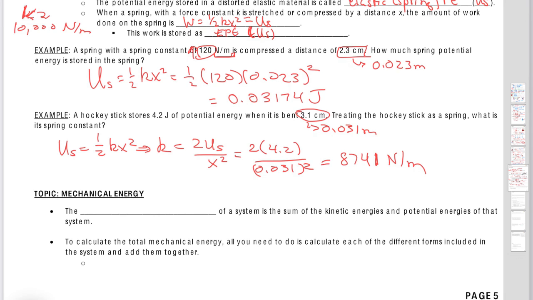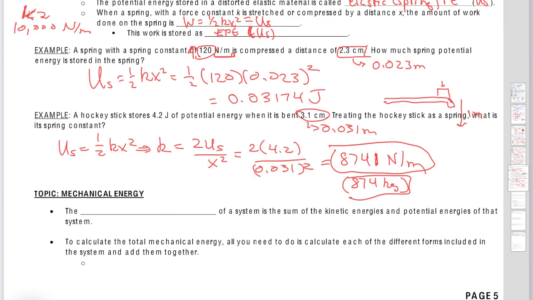So this stick would have a k value of 8,741 newtons per meter. What does that actually mean, this k value? It means it takes 8,741 newtons to stretch the spring 1 meter. If we had a hockey stick attached to the table, I would have to put 874 kilograms on it to watch that stick bend. If this is my stick, I would have to put 874 kilograms here to watch this thing bend 1 meter.